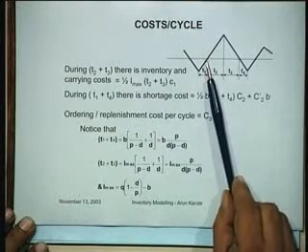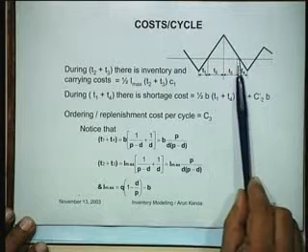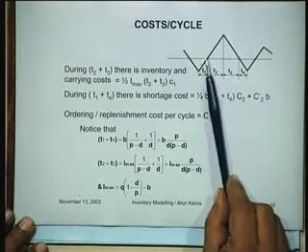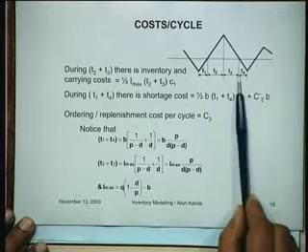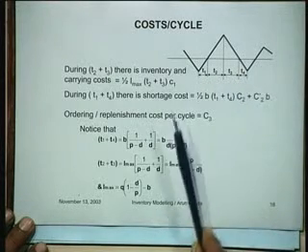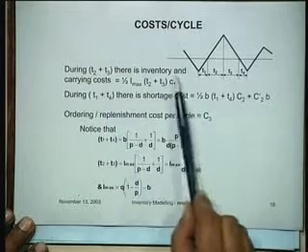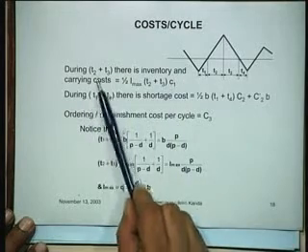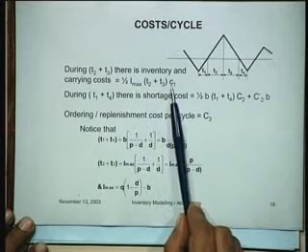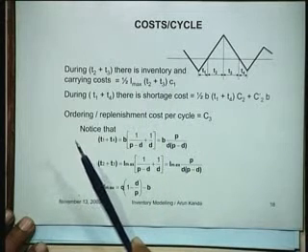During the period of the cycle from T2 to T3, you are actually having inventory. And during the periods T1 and T4, you are having shortages. So during this period, what we have is the carrying cost during the period T2 plus T3, which is half of I max into T2 plus T3 into C1, which is the cost of carrying inventory.